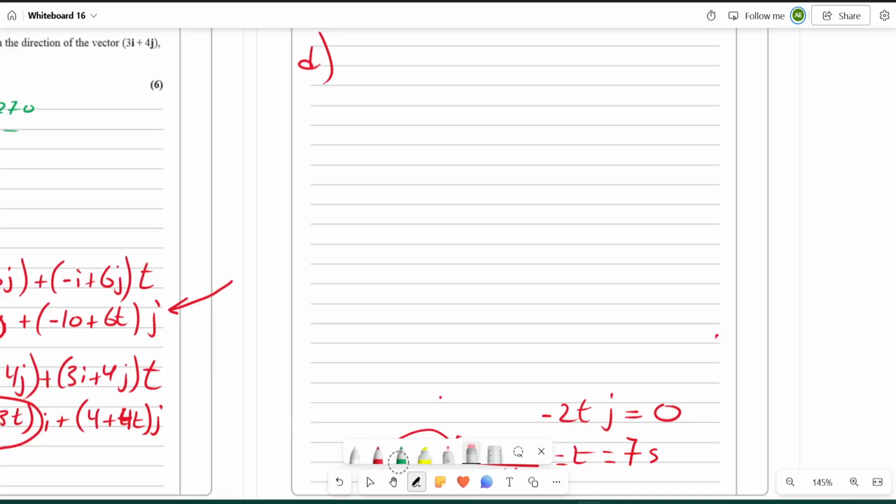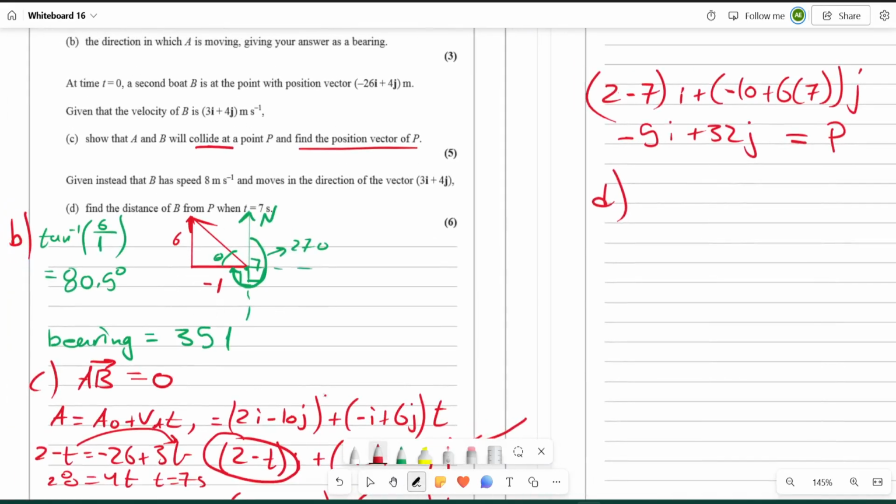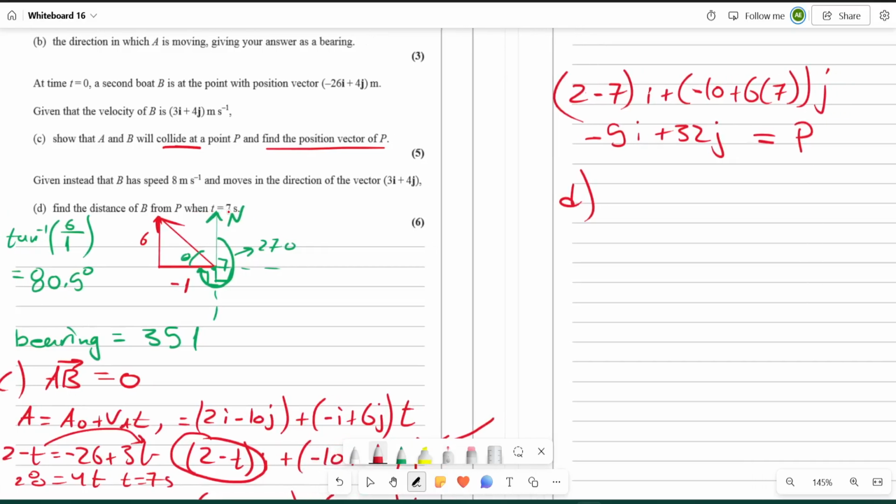So, question D is also a tough one. It's a 6 marker. So let's see how we can approach it. Given instead that B has a speed of 8 and moves in the direction of this vector, find the distance of B from P when t equals 7. So I'm given that B has a speed of 8 and moves in this direction. I was not given the velocity vector. I was just told that the velocity is in this direction and it has a speed of 8.